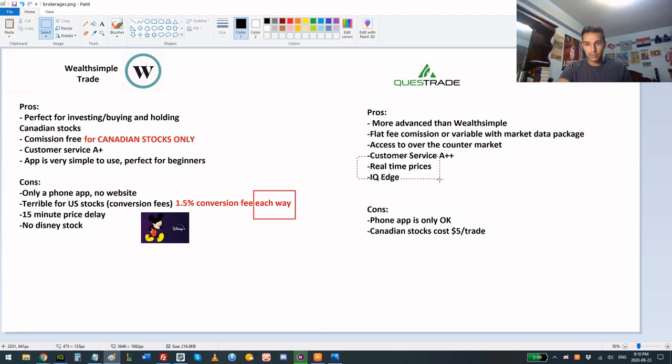Unlike Wealthsimple, they have real-time prices, so if you're going to be trading more, then Questrade is definitely much better than Wealthsimple Trade.